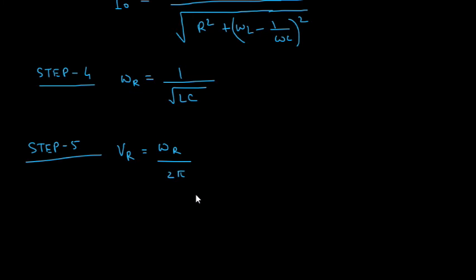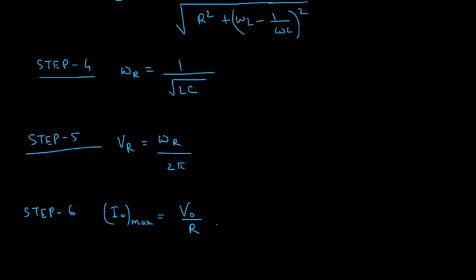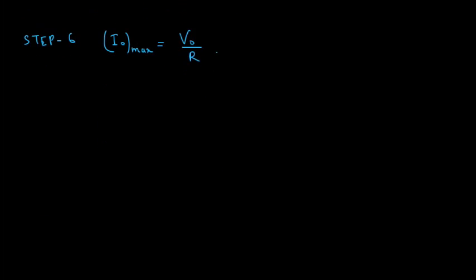So nu r is equal to omega r upon 2 pi. Just follow this formula, and when everything is found, in step 6 we can find the value of I naught max, which is V naught upon R. These are the steps we need to follow to find the answer. Now our A part is completed. Now comes the B part.